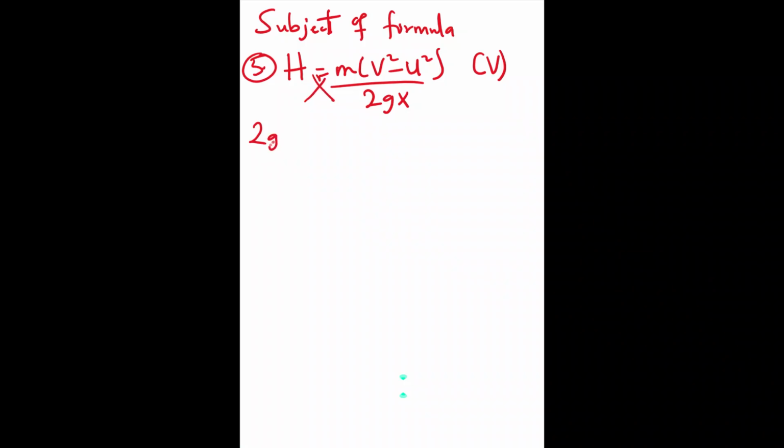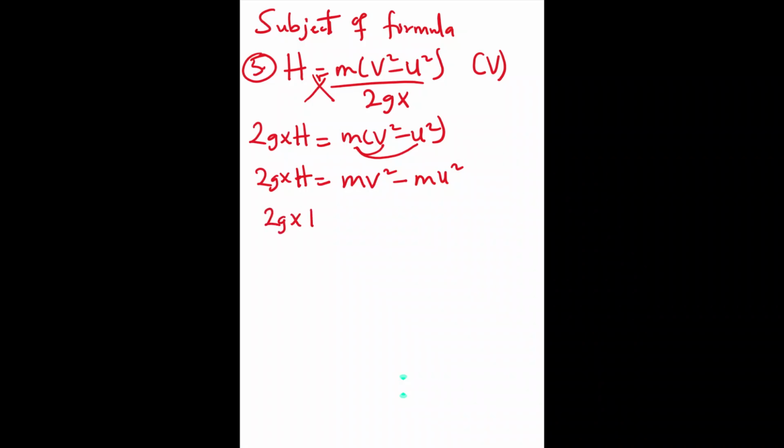So this will be 2. So now let's cross multiply. So that's 2gxh equals m into v squared minus u squared. So now let's expand this and open the bracket. Okay, so 2gxh will be equal to mv squared minus mu squared.